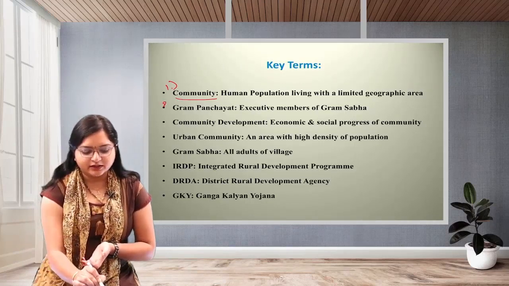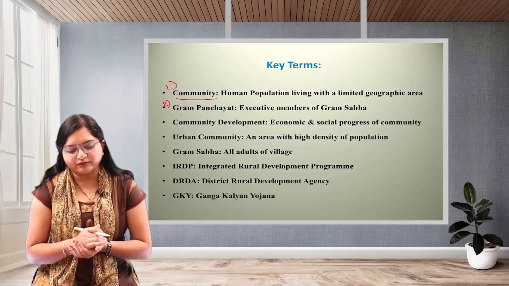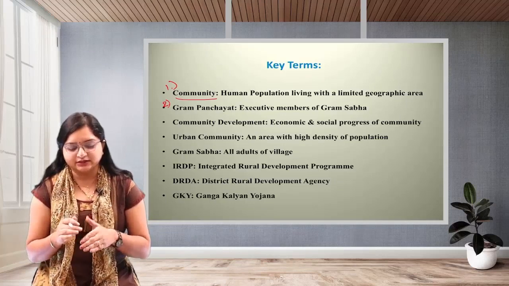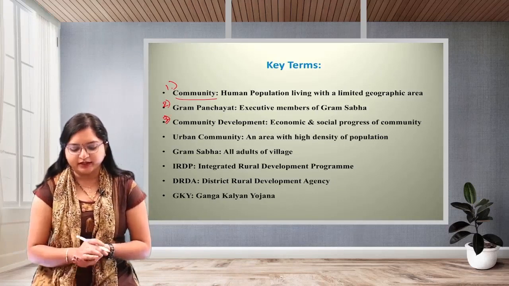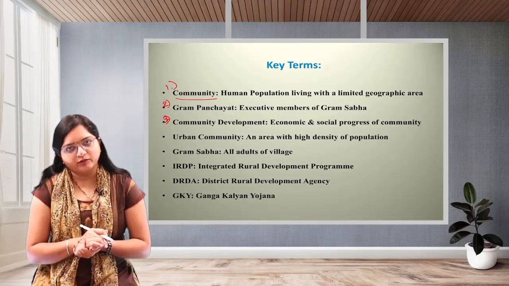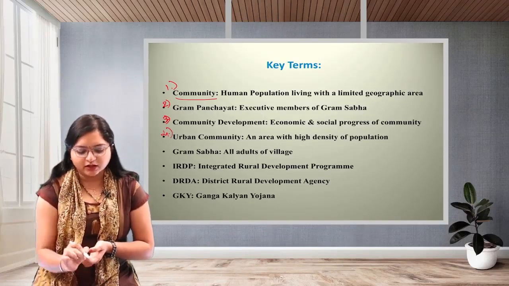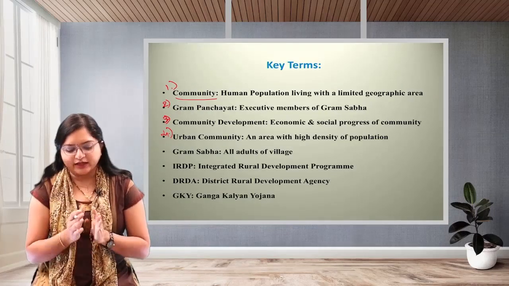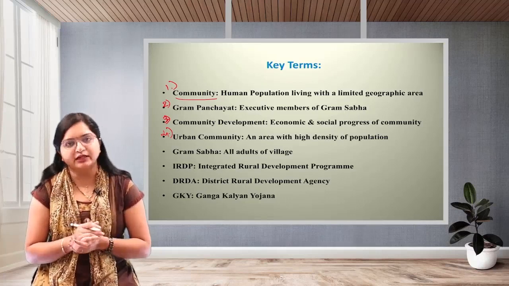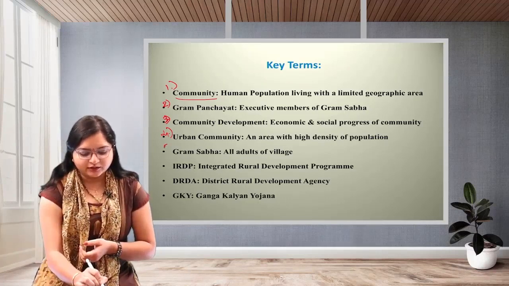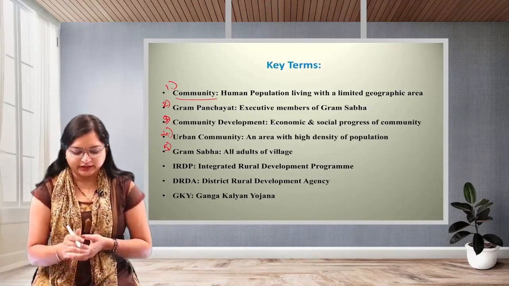The second terminology is Gram Panchayat. Gram Panchayat has executive members of the Gram Sabha, and this is how it becomes Gram Panchayat. Then comes community development, the economic and social progress of a community. Then the fourth terminology is urban community. It is an area with high density of population. Where the density of population is high, that community is known as urban community. Then the fifth one is Gram Sabha, that is, all the adults of a village.